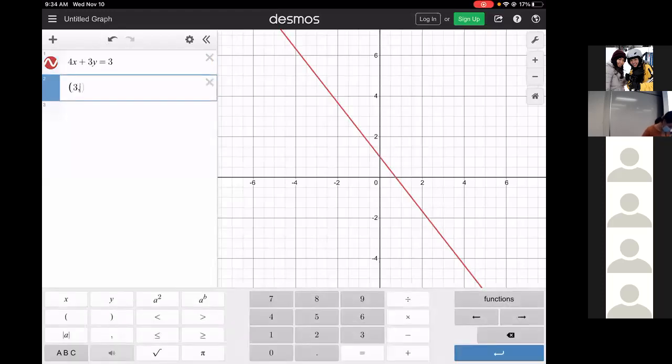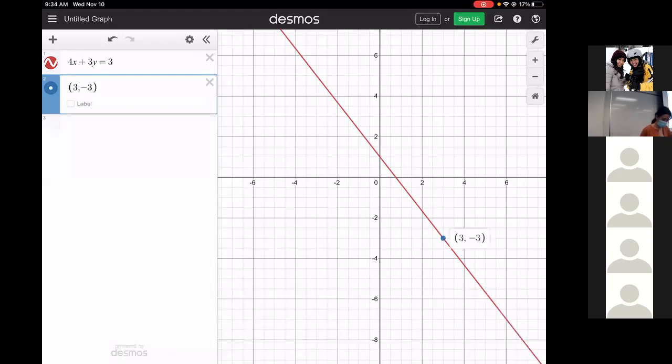I want to know if (3, -3) is a solution. If (3, -3) is the solution of the graph of that equation, what should you see? It should be on the line, right? Sorry, they have a different color here, but if (3, -3) is a solution, it should be on the line, right? So we're good. So that's how you check.